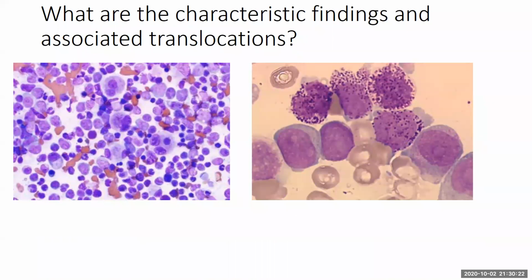Moving on, some more characteristic findings. I had a case of this a couple weeks back. What do you guys think? These are not blasts, but what do you think they are? Very large cells. Quite mega cells. Right. And what's wrong with these mega cells? Do they look normal to you? No, they're hypolobated. Right, they're hypolobated. So you have a lot of ugly, very dysplastic megakaryocytes. On the peripheral smear, you'll see giant platelets that are very hypogranular.